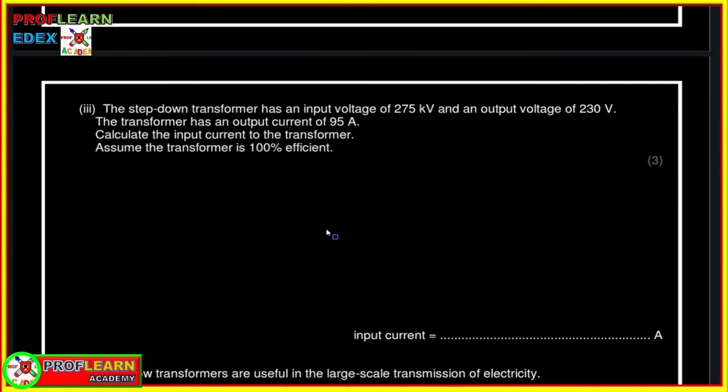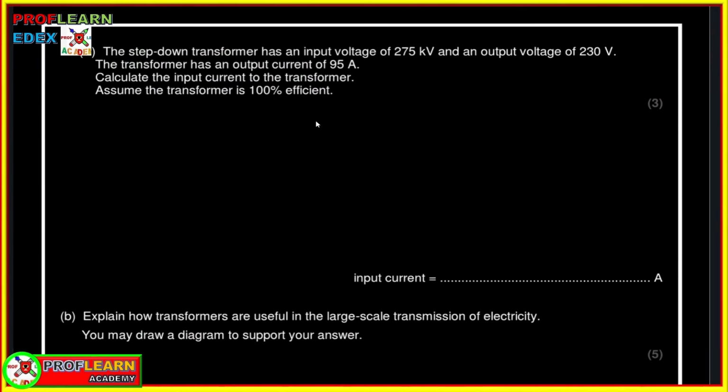All right, let's see the next question. A step-down transformer has an input voltage of 275 kilovolts and an output voltage of 230 volts. The transformer has an output current of 95 amperes. We're supposed to calculate the input current to the transformer, assuming the transformer is 100% efficient. That means there's no power loss. Power in equals power out, the way we had stated.